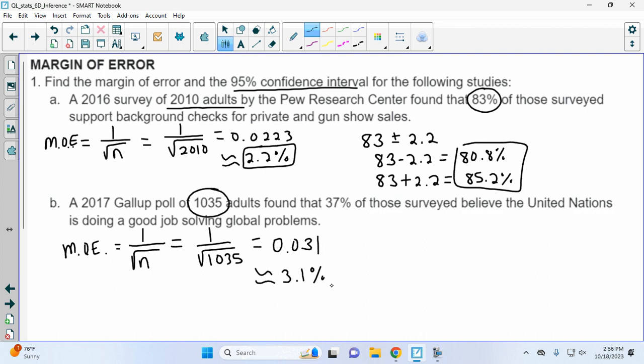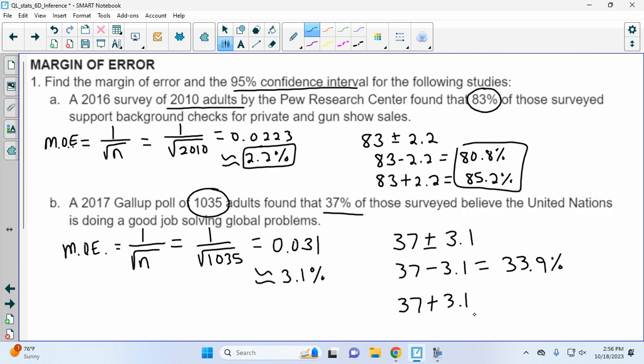The confidence interval is 37% plus or minus the 3.1%. So 37 minus 3.1 is equal to your 33.9, and 37 plus 3.1 is equal to your 40.1, and there's your confidence interval.